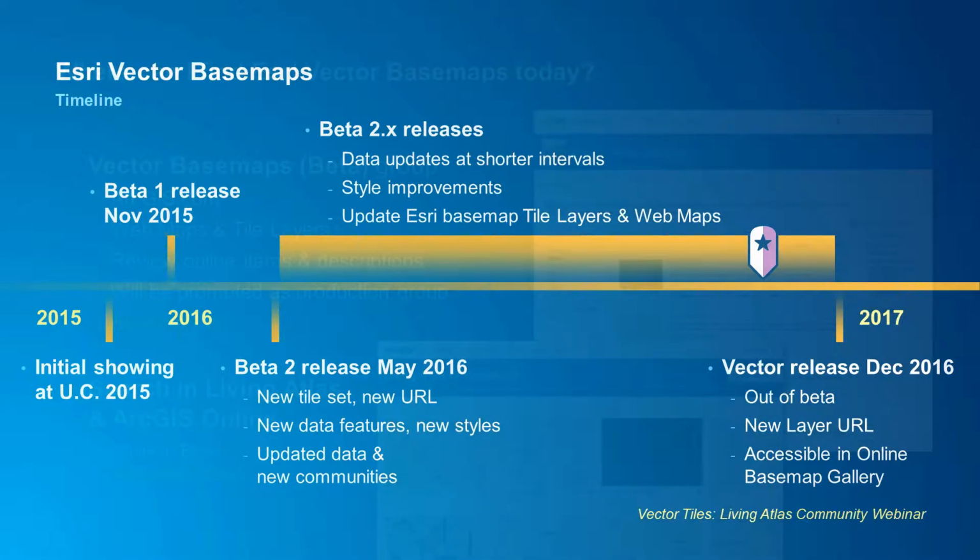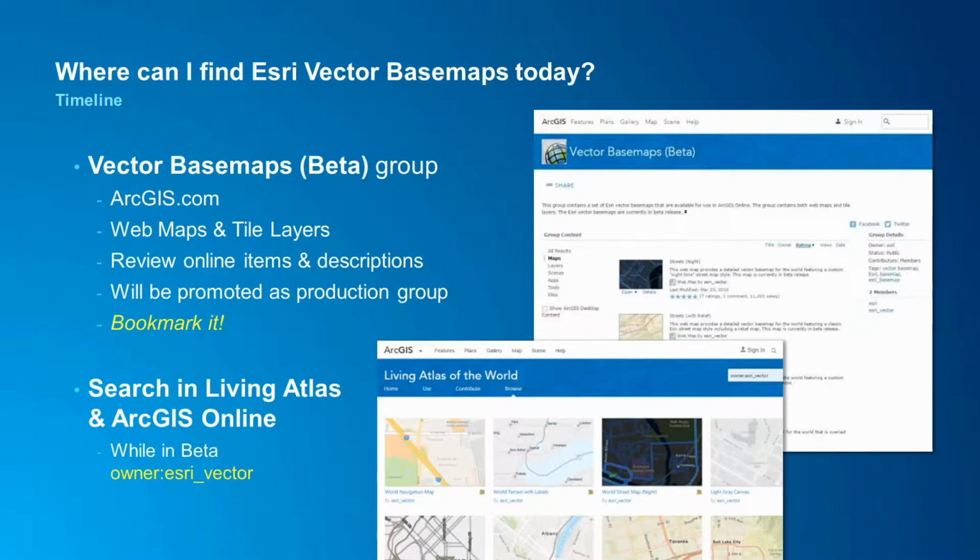So where can you find the vector basemaps today? As I've said, they're in beta. We have a group in ArcGIS Online. It's called Vector Basemaps Beta Group. Through this group page, you can access web maps or tile layers. You can review the online items and descriptions to see what the different maps contain.